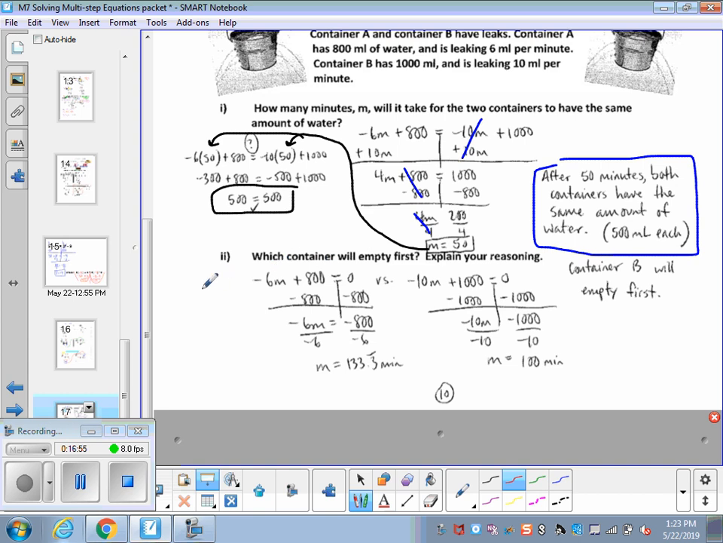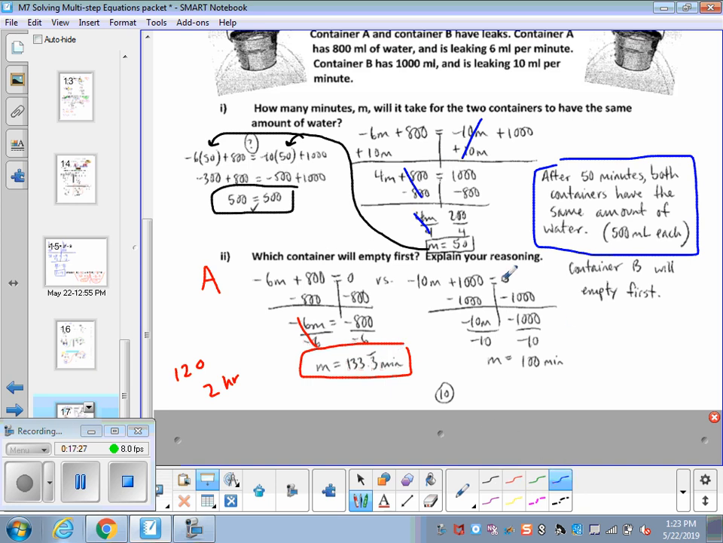Over here, this is container A. It's draining at 6 milliliters per minute, and it started out with 800. So when we subtract the 800 from both sides, we get a negative 800. Now divide it by the negative 6, and we can see that container A will be empty after a little over 133 minutes, okay? Friendly reminder that 120 minutes would be 2 hours. So this is going to take more than 2 hours, okay?